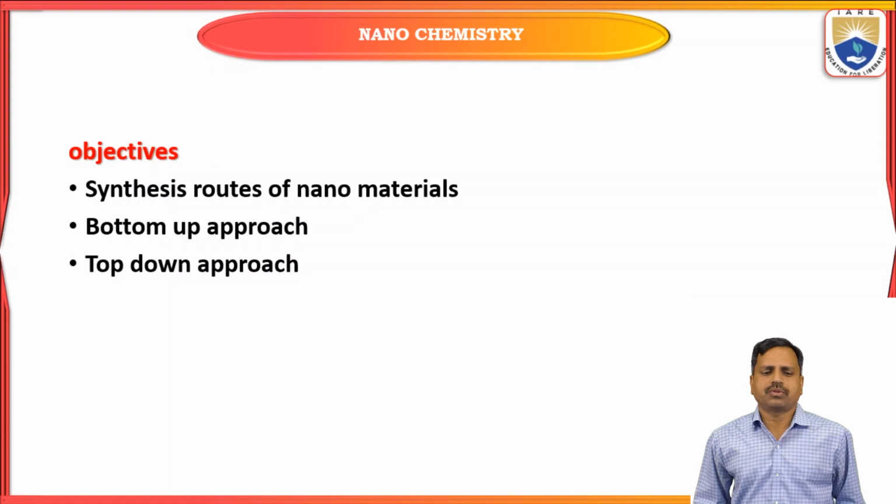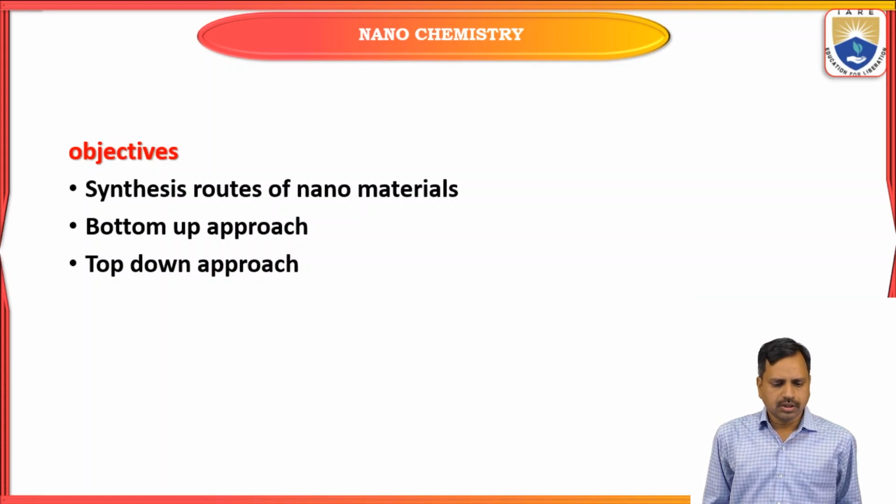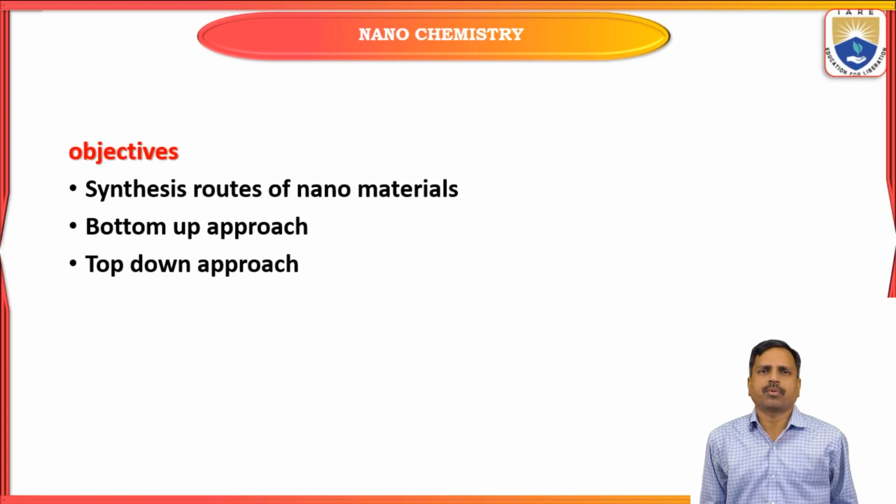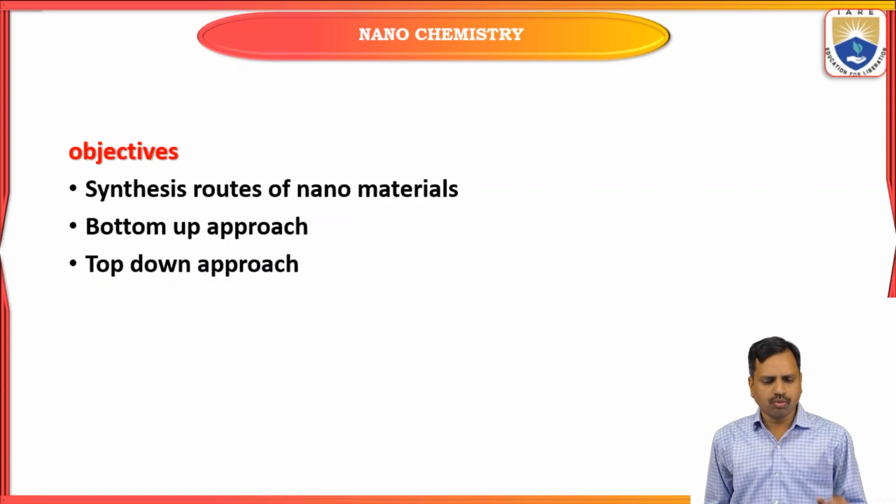The objectives of this class are the synthetic routes of nanomaterials: the bottom-up approach and the top-down approach. We have also discussed what a bottom-up approach and a top-down approach are. Both are synthetic methods of nanomaterials. We know that nanomaterials can be synthesized in two ways: the bottom-up approach and the top-down approach.